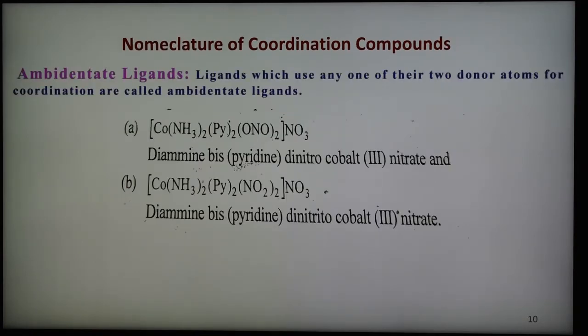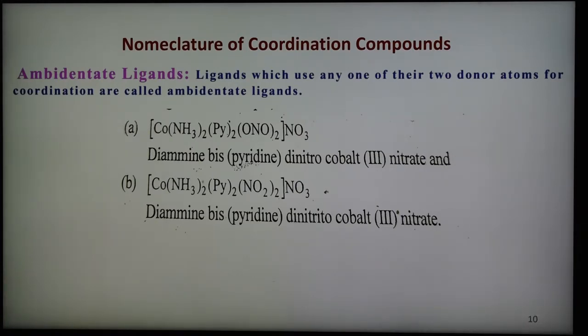Now one more type of ligand is there, known as the ambidentate ligand. What is an ambidentate ligand? An ambidentate ligand is a ligand which uses any one of its two donor atoms for coordination. Such a ligand is known as ambidentate because in one ligand two donor atoms are there. In the case of nitro and nitrito, the donation of electrons can take place through oxygen or through nitrogen. Some examples are shown here. So these are called ambidentate ligands.